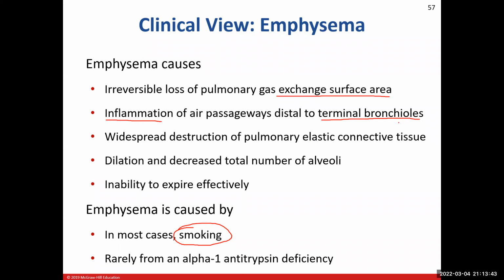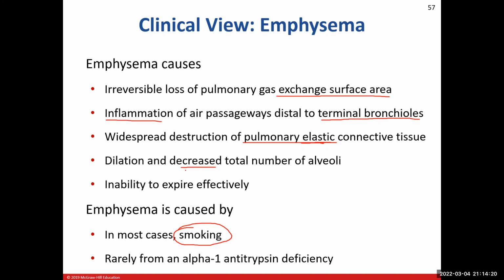And because of that, we have now destroyed the elastic connective tissue. So because we have destroyed that elastic connective tissue, we have now hurt our compliance value. And then since we've destroyed some of that tissue there, we will have a decrease in the number of alveoli that are functional, and that decrease causes an increase in that physiological dead space there.